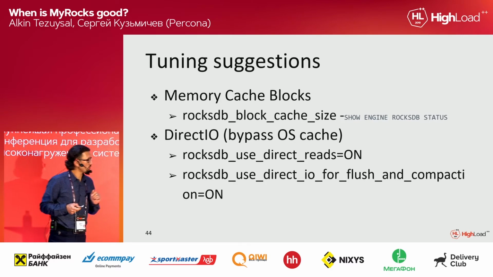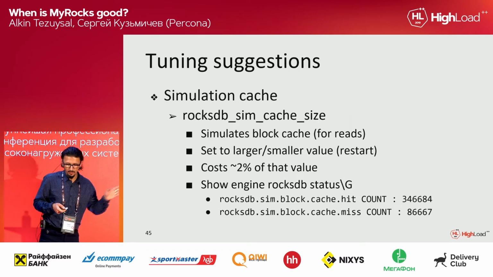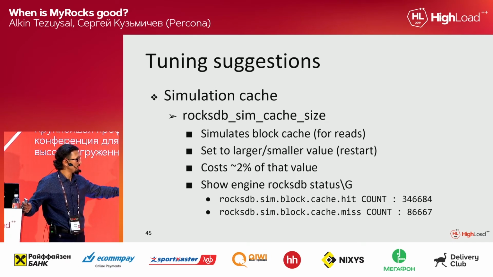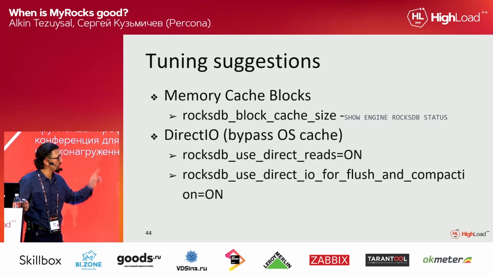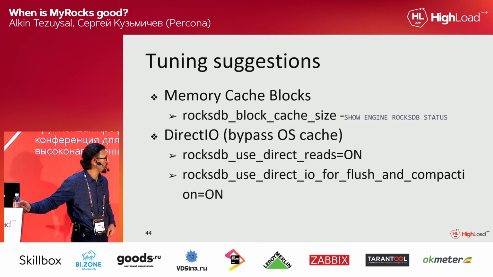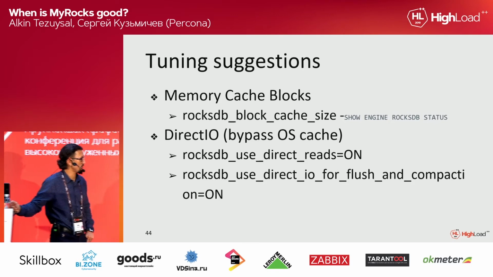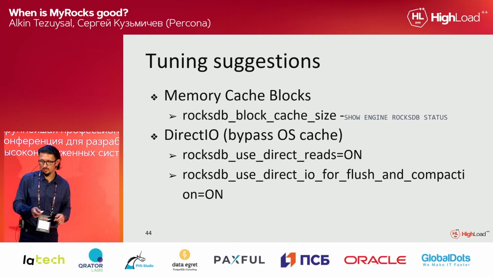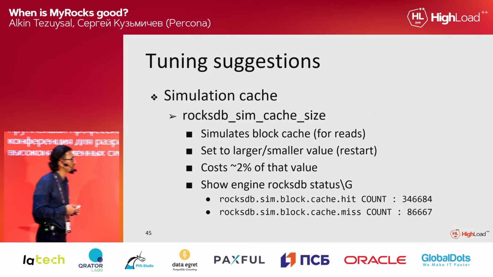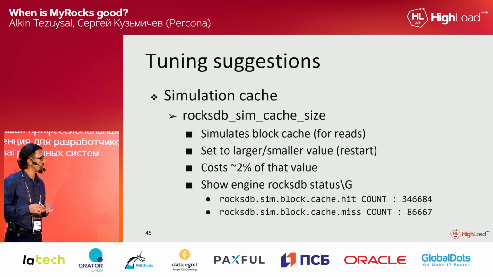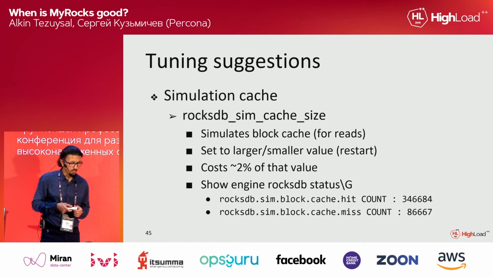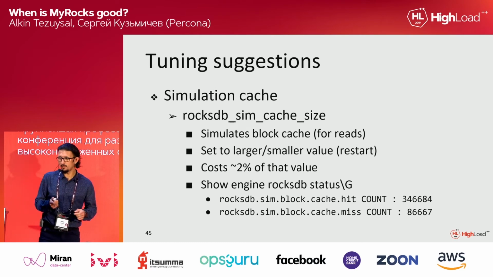There is also something that was implemented to simulate that cache size. You could play around with the simulation of that size and see what your hit ratio is, and then come back over here and set the proper cache size by evaluating the number. We also recommend direct I/O, bypassing the OS cache. You could set these variables to true. And the simulation of the cache helps to monitor your cache size, and you can see hits and misses using SHOW ENGINE ROCKSDB STATUS.